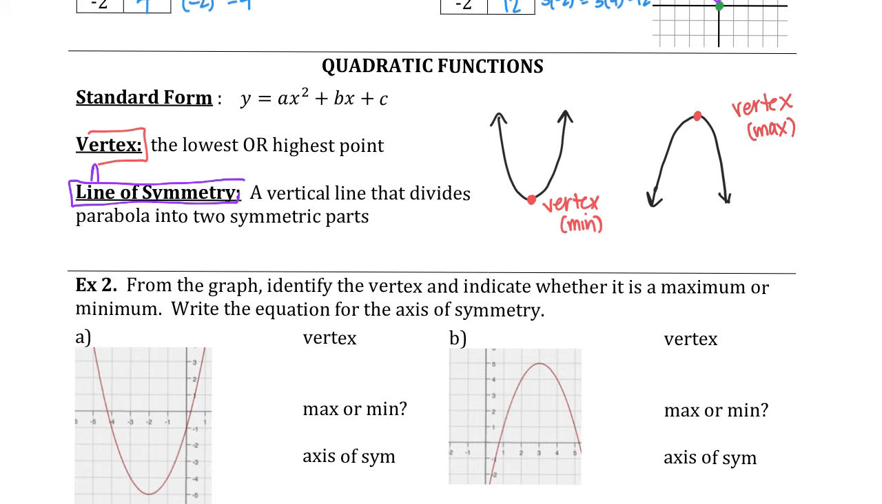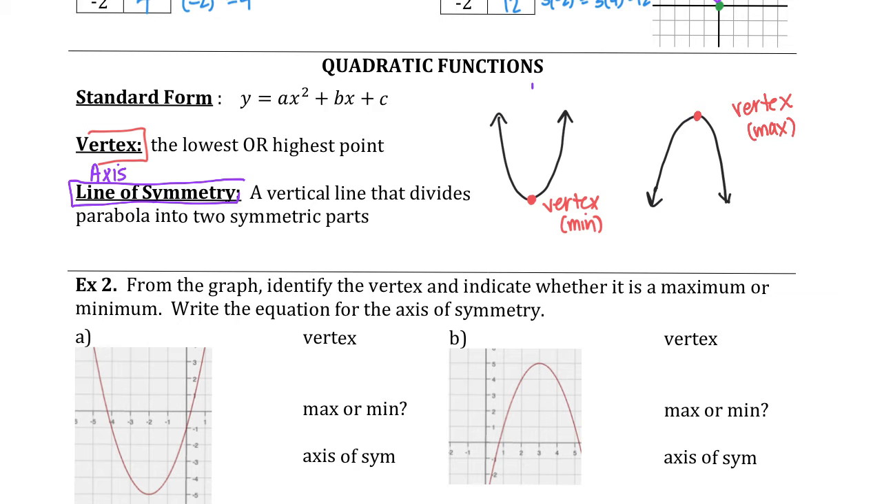It's also called the axis of symmetry. It's the vertical line that divides the parabola into two symmetric parts. The line of symmetry is not part of the graph, it just helps us determine if our graph looks symmetric or find missing points. So I'm going to make it dashed because it's not actually part of the graph.